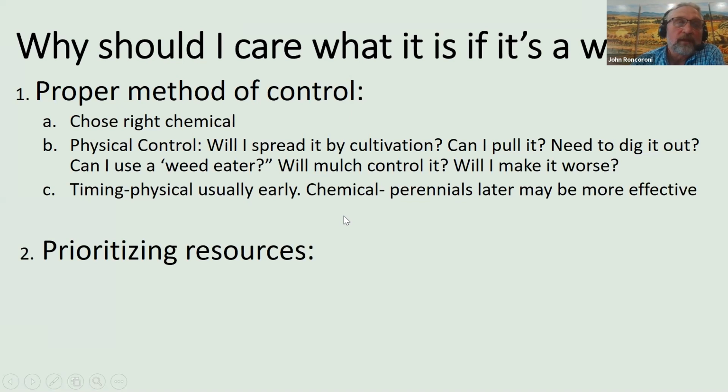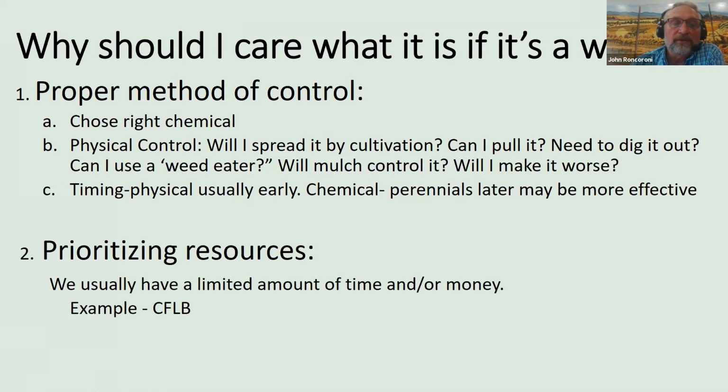And finally, prioritizing resources. We usually have a limited amount of time and or money. An example is this Center for Land-Based Learning that I volunteer with. A lot of these people are leasing a half acre of land, and they're trying to learn to be farmers. They're either full-time or part-time students. They don't have unlimited resources. So my job working with them is to go out with them and point out which weeds need to be controlled right now, such as Johnson grass or maybe Bermuda grass, while others, maybe annual bluegrass or some other weeds, they can do later.